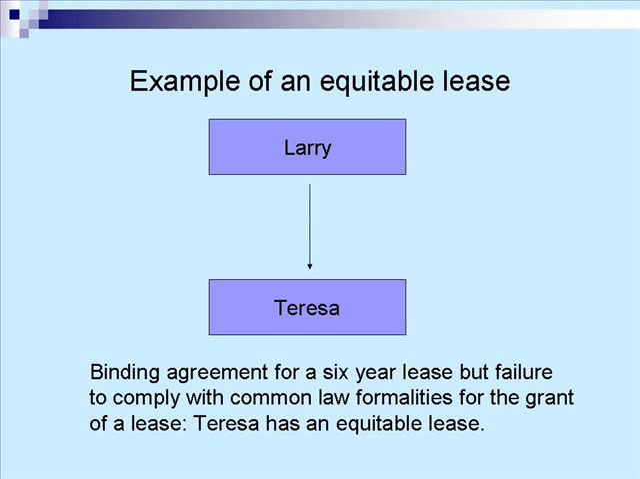Let's imagine that there's a contract under which Larry has agreed to grant Teresa a 6-year lease. This contract is enforceable, it's binding, and so it creates an equitable interest in land. What we're going to assume is that the arrangement between Larry and Teresa doesn't take the form of a deed. The importance of this is that there's therefore no lease as far as common law is concerned, since the common law will only recognise the existence of a lease where it's been created by deed. So Teresa has got an equitable lease, but not a legal lease. She's got a lease that will be recognised as a lease by the courts of equity, but not by common law.